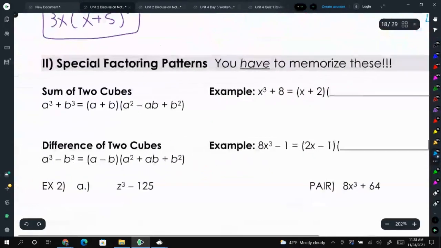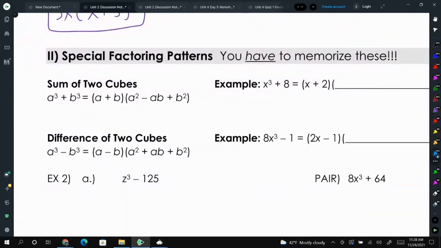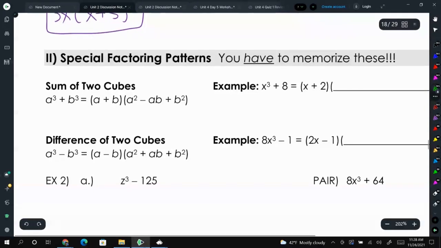Next, we'll look at two special factoring patterns, the sum of two cubes and the difference of two cubes. It might be useful for you to know the perfect cubes. Just like how we had the perfect squares, numbers you can take the square root of and get a whole number result, the perfect cubes will allow you to take the third root, or the cube root of a number, and get a whole number result.